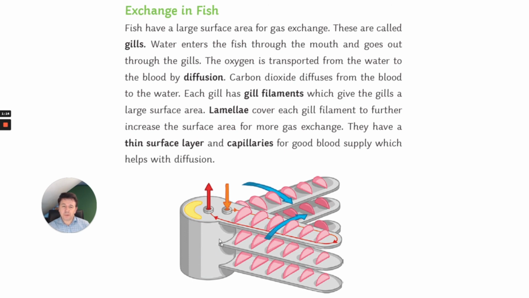They've got good blood supply. They're very thin as well. So this is all about maintaining concentration gradients because of the movement of water and also the movement of blood. You've got thin walls and you've got a massive surface area.